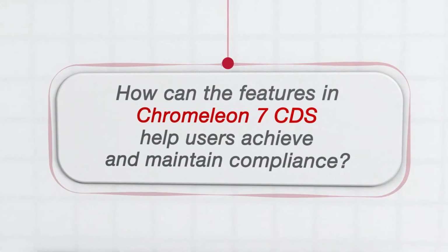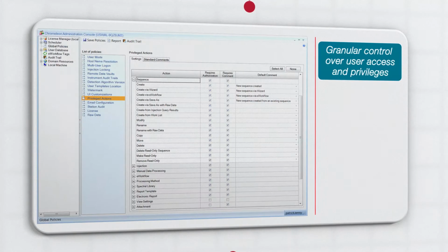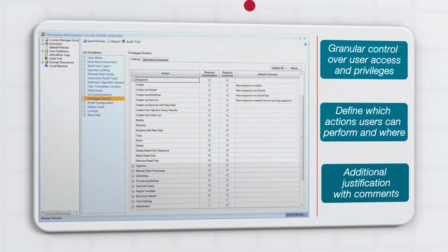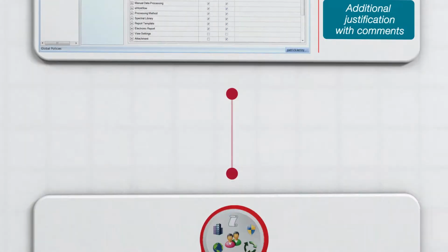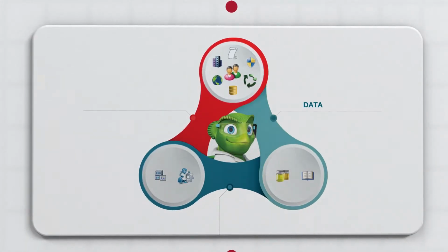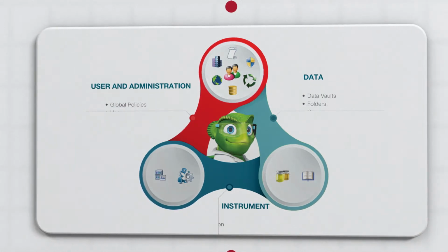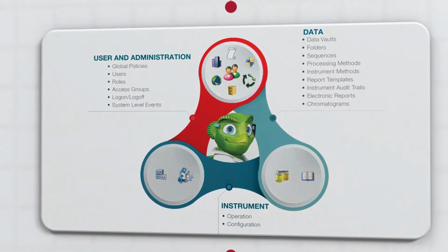Chromeleon 7 CDS fully supports modern labs to meet the challenges of an ever-changing regulatory landscape, with key features including user management, which allows granular control over user access privileges within the software, defining which actions users can perform and where, with additional justification captured by comments. Extensive audit trails with versioning cover the three main areas of data, instruments, and administration, providing a secure, transparent electronic history that can be queried to enable data reconstruction and simplify data review.